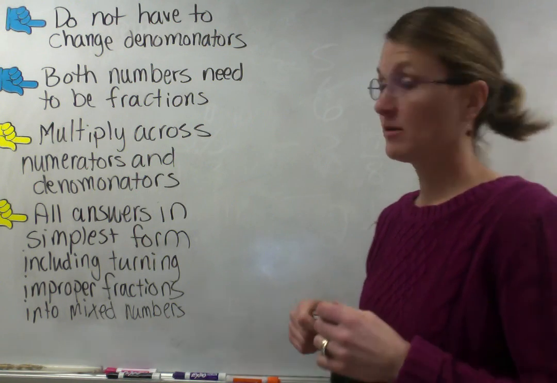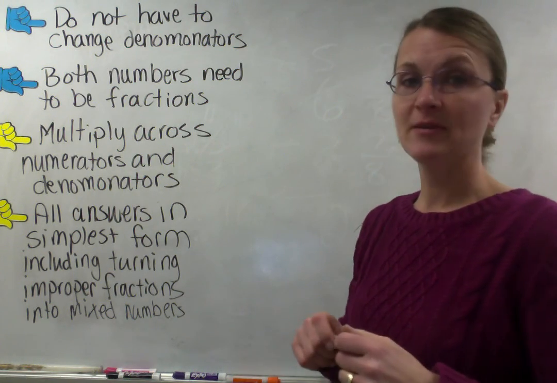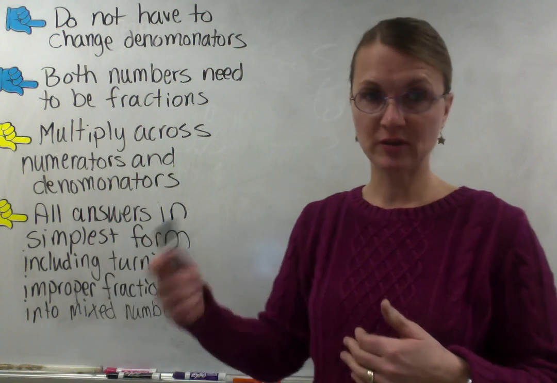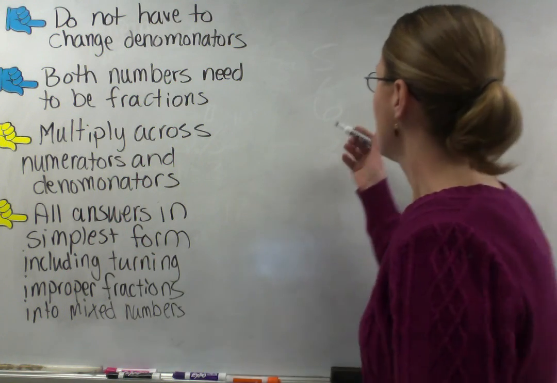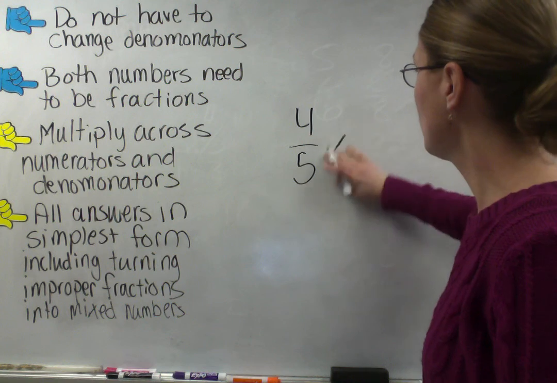So when you're multiplying, you don't have to change denominators. So that's kind of nice. Both numbers need to be fractions. So if you're multiplying a fraction times something, you have to turn the other number into a fraction. That might mean if you're multiplying a fraction times a whole number.